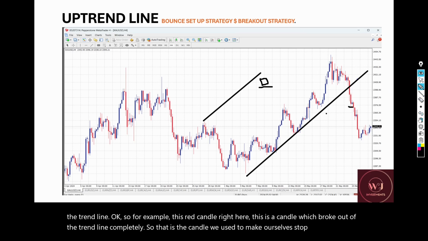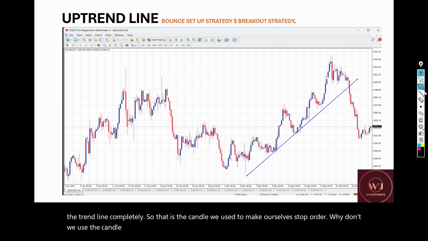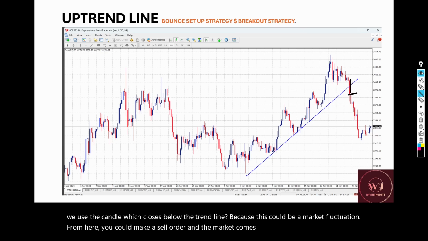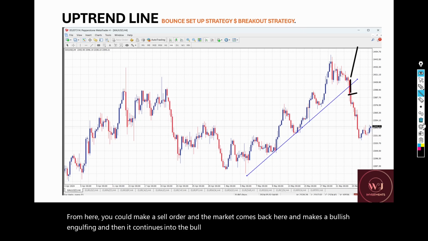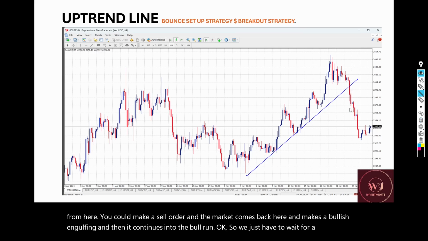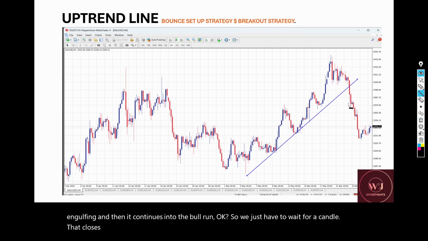Why don't we use the candle which just closes below the trend line? Because this could be a market fluctuation. From here, you could make a sell order and the market comes back here and makes a bullish engulfing, and then it continues into the bull run. So we just have to wait for a candle that closes entirely below the trend line to filter out those market fluctuations.